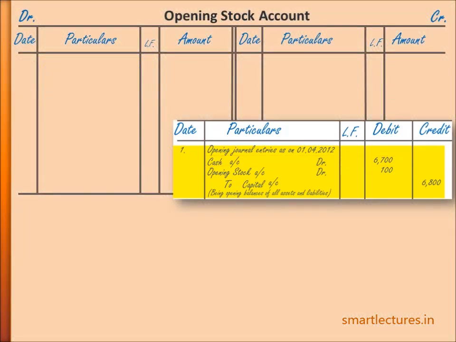Now opening stock account. Opening stock account has been debited by rupees 100. It means you will have to debit opening stock in the ledger posting, or you will have to write down rupees 100 on the debit side of opening stock. So what will be the date? Because this is the opening entry, you will write down 1st April 2012 to balance BD rupees 100.